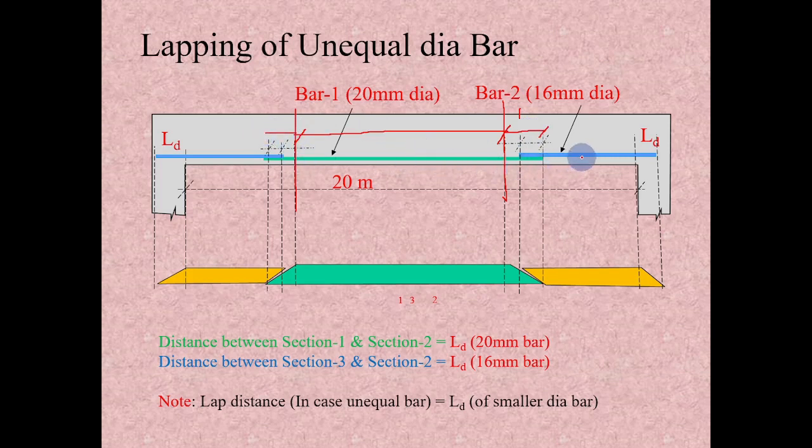In the same way, we have to lap the 16 diameter bar with the 20 diameter bar. To calculate this lap length, should we consider the larger diameter bar or the smaller diameter bar? By seeing this force diagram, our lap bond strength should be equal to the yield strength of that particular bar. So when we are lapping two different diameter bars, considering the smaller diameter bar is sufficient for the lap length calculation. You need not calculate for the larger diameter bar.